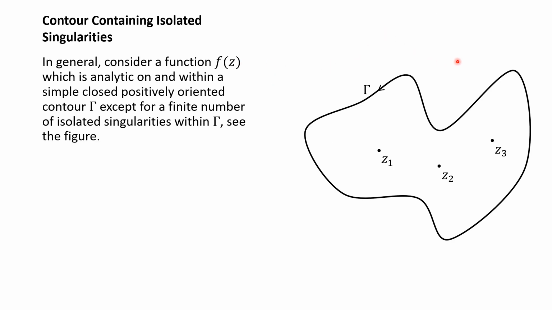As I said on the previous slide, we want to look at the general problem of a function f of z, which is analytic on and within a simple closed positively oriented contour, which I've drawn here on the right, except for a finite number of isolated singularities. So I've shown 3 here, and we'll work through the example with 3, but we'll give you a general formula for n singularities, and we'll see that in the next few slides.